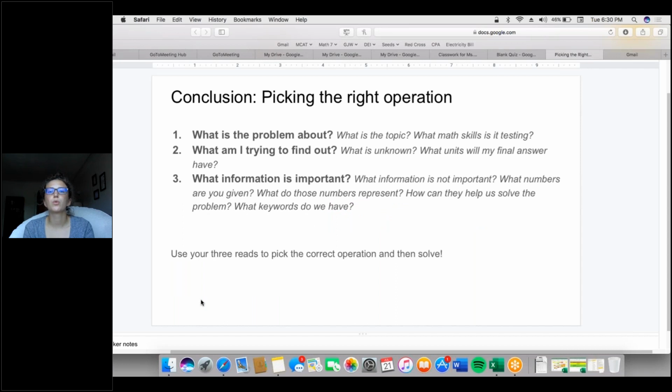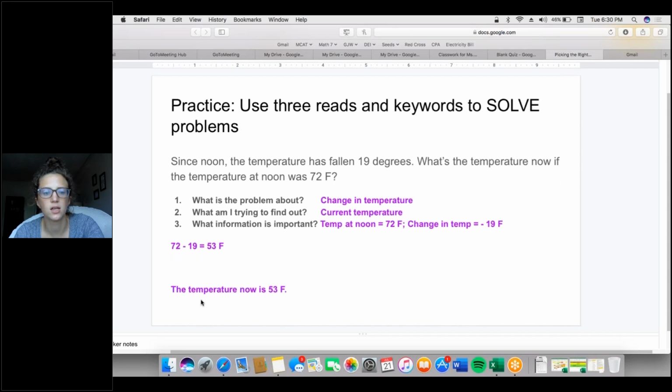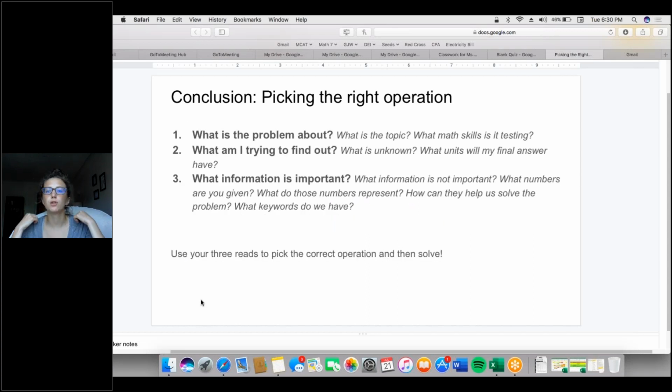So in each of these problems, when we're confronted with these word problems and math stories, our big focus is to pick the right operation to turn these complicated math stories into problems like this one right here, simplified to really just a simple subtraction problem. And to do that, we want to do the 3 reads. That's the early work that's telling us how to set up the problem. So again, we ask ourselves, what is the problem about? What am I trying to find out? What information is important? Through that, we find out what keywords we have, what operation we're going to use, and then we can solve it.